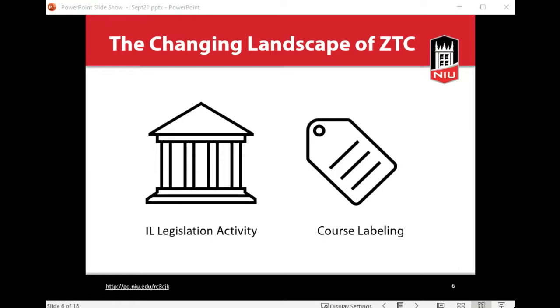Illinois actually has some examples of schools that do this. For example, the College of Lake County and McHenry County College mark courses in the class schedule as low or no cost textbook courses, so $25 or less or $50 or less respectively. And that's actually something our task force is working on as well with the new registrar to develop some sort of notation system so that we can put that into the NIU registration.